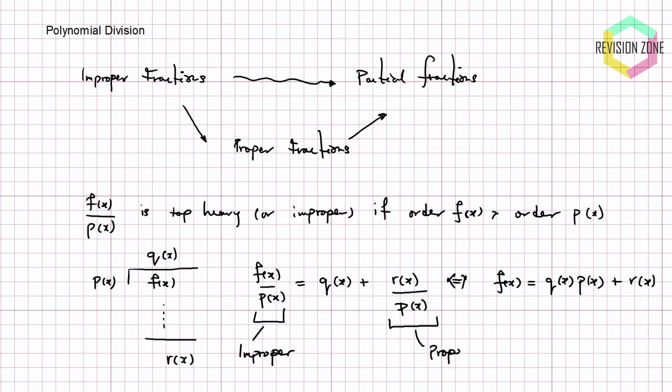But the fact is this thing here is always going to be proper. And why is it going to be proper? Because the degree of r of x is always going to be less than the degree of p of x. Okay? And you might say to yourself, well, why is that the case?